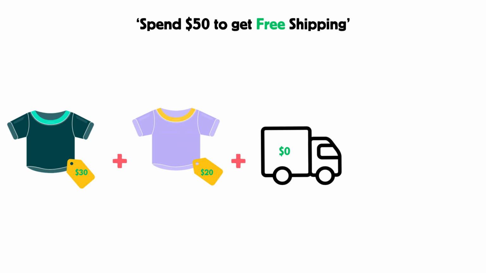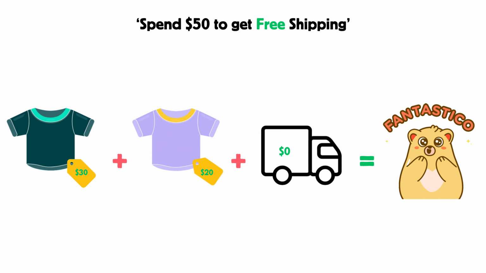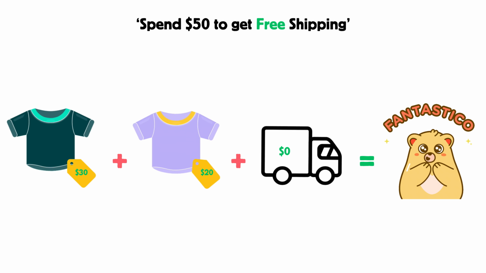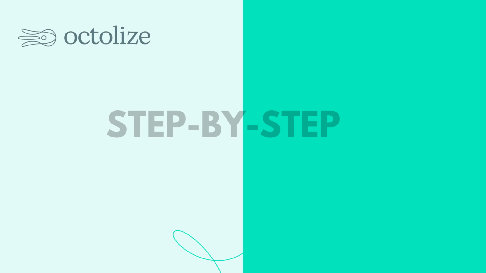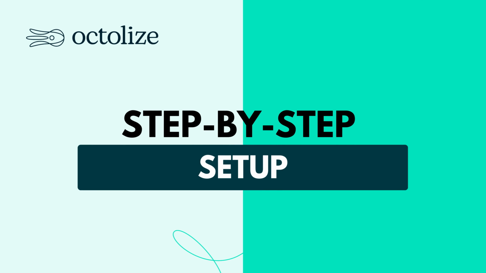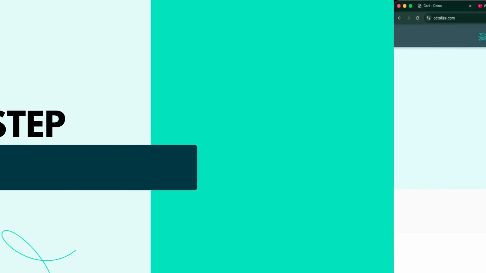That is how you turn a $30 order into a $50 order. You just boosted your AOV by 60%. So how do we set this up in WooCommerce? First, you need our shipping method plugin.